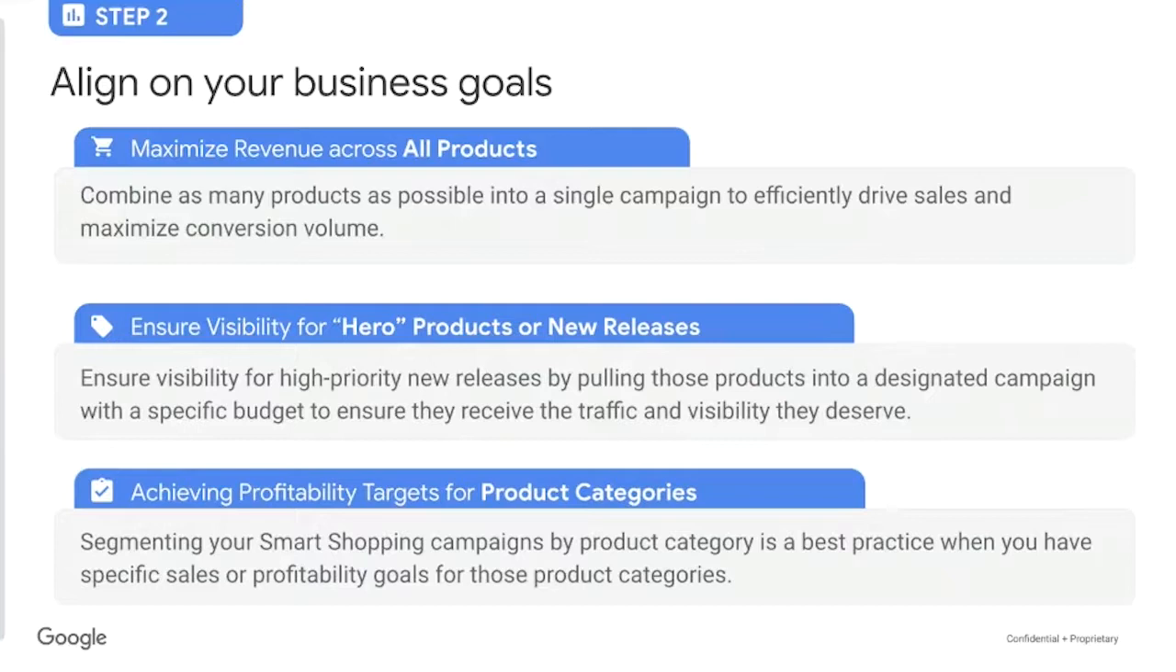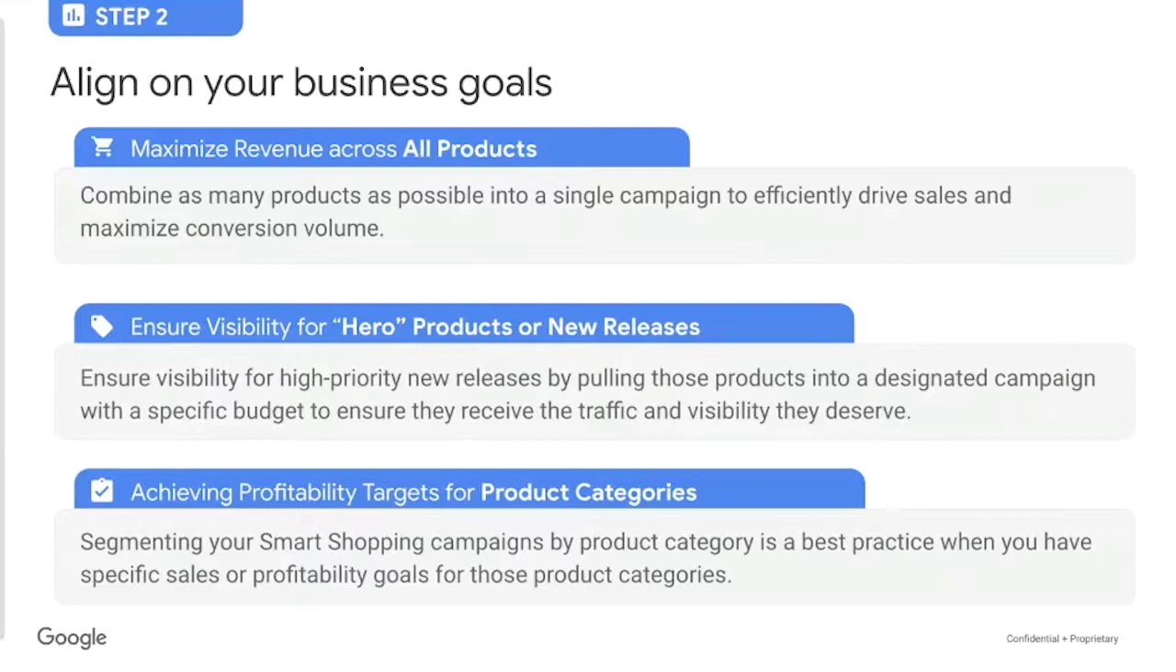Secondly, do you have hero products or new releases you'd like to promote above the rest? If so, you can ensure visibility for these higher priority products by segmenting these out. We would recommend allocating budget specifically to these products to ensure that they receive the traffic and the visibility that they deserve.